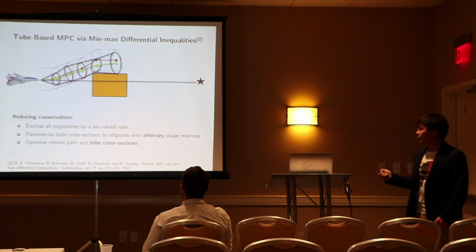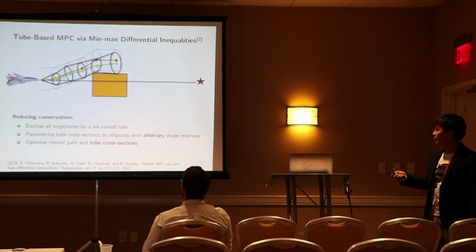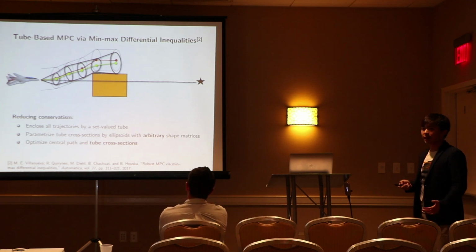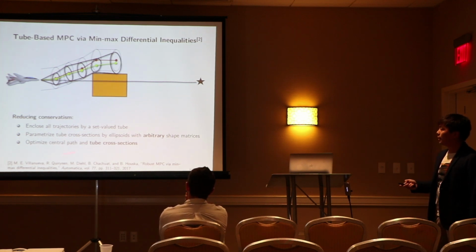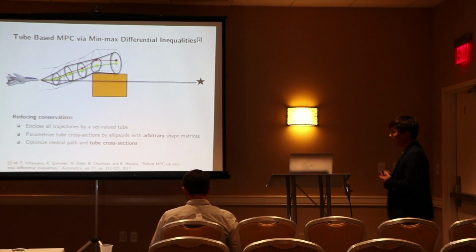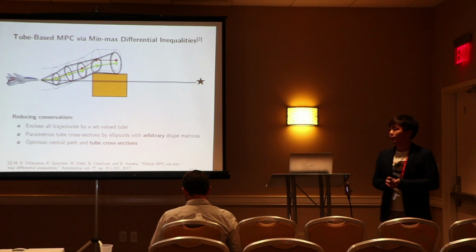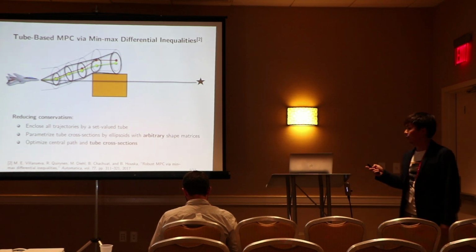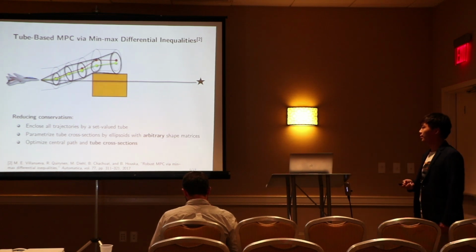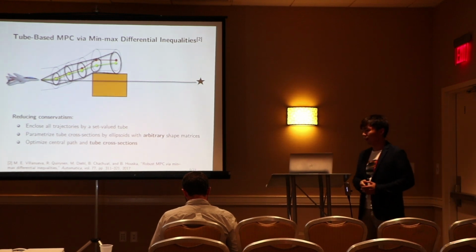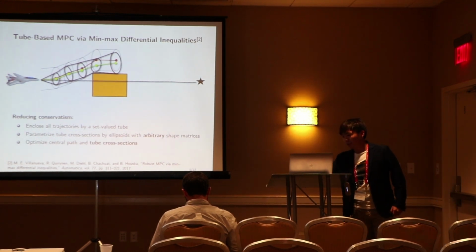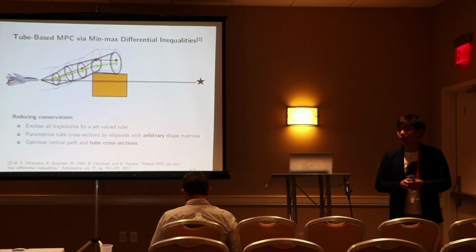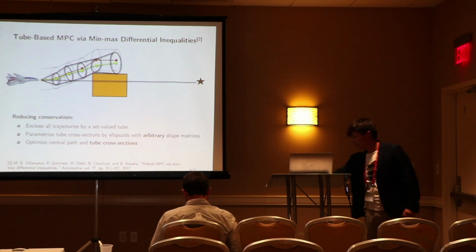And the major difference here is that now we are parameterizing the tube cross-sections with arbitrary shapes. And in the online optimization phase, we not only optimize the central path, but we are also optimizing the tubes. And by doing so, we will become less conservative. And more importantly, this is applicable to general nonlinear systems, of course, at the cost of being non-convex. So in the next, I will show you a little bit how this scheme works.